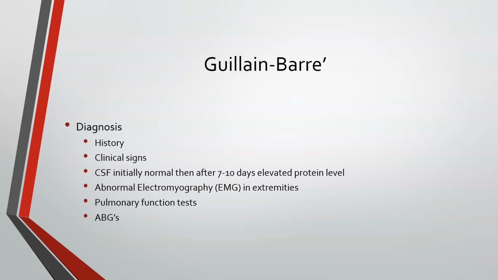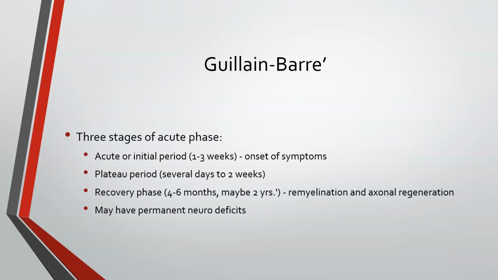The pulmonary function test and the ABGs. The ABGs may reveal hypoxemia, hypercapnia, respiratory failure, those type of problems and concerns. Okay, these are the three phases. And the patient may have some neurological deficits after a while.